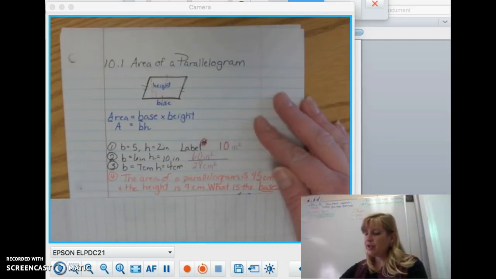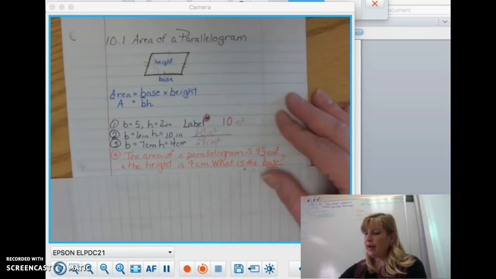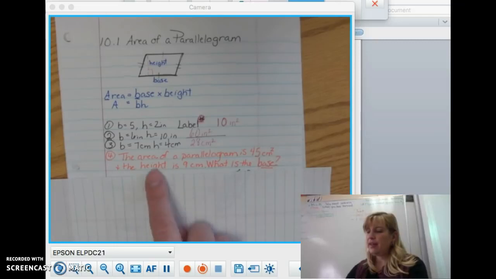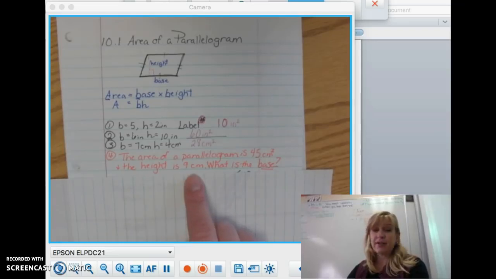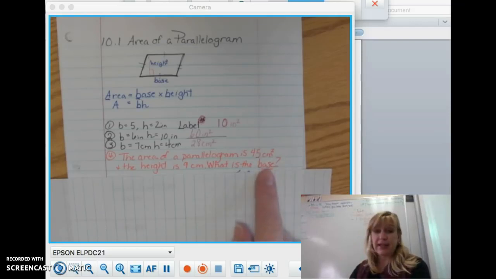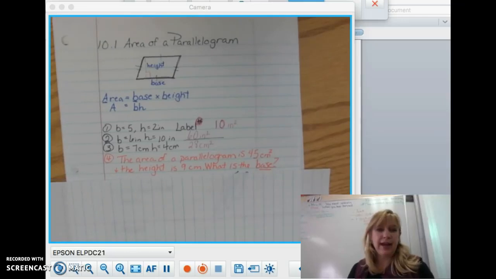Now we are going to try one that is a little bit different. You are given the area of the whole parallelogram as 45 centimeters squared. The height is only 9 centimeters. Okay, so how would you figure out what the base is? Take a minute to look at what you know from this formula. Pause the video and see if you can get it.